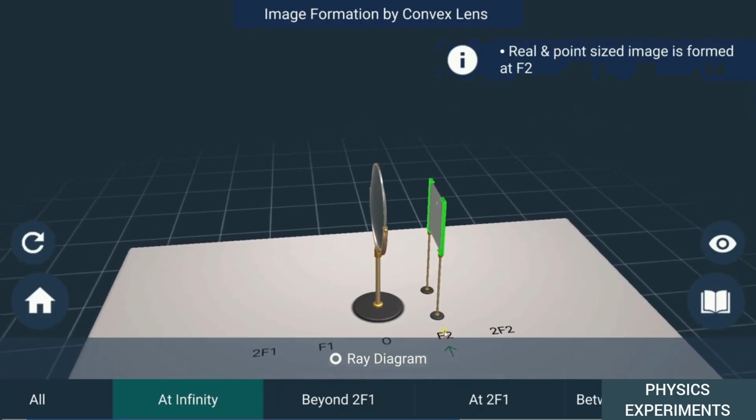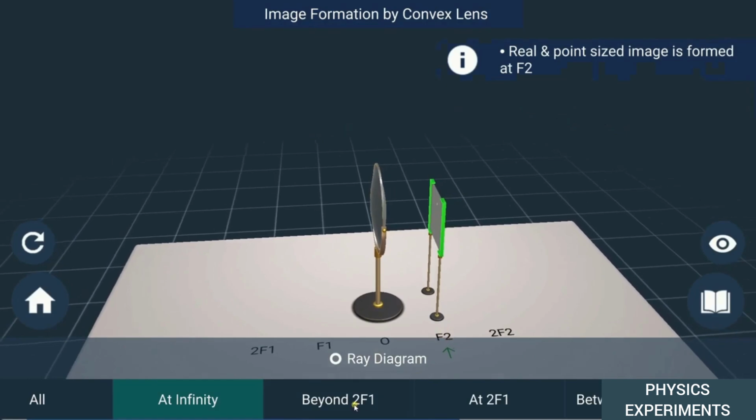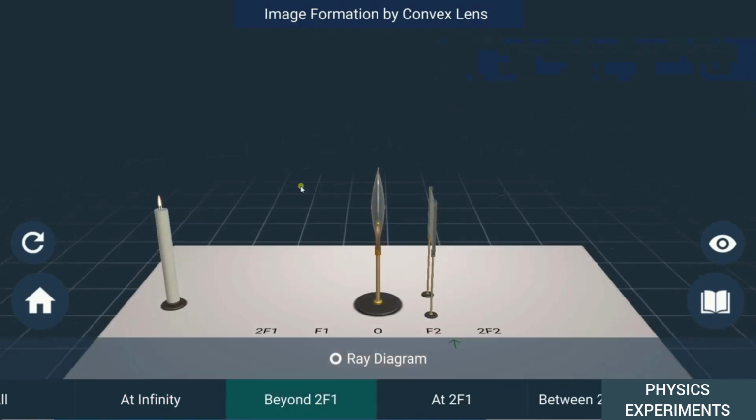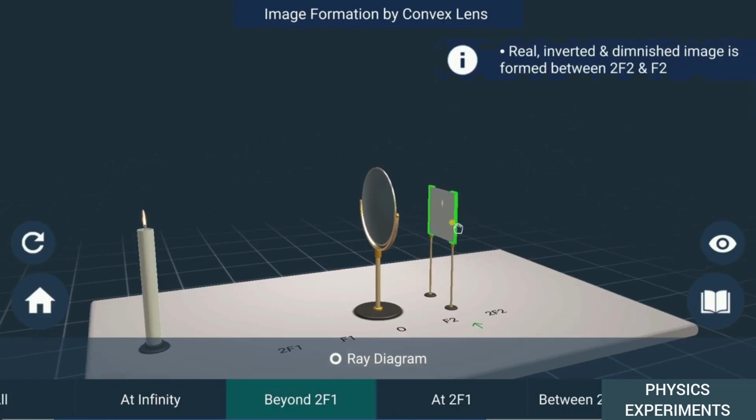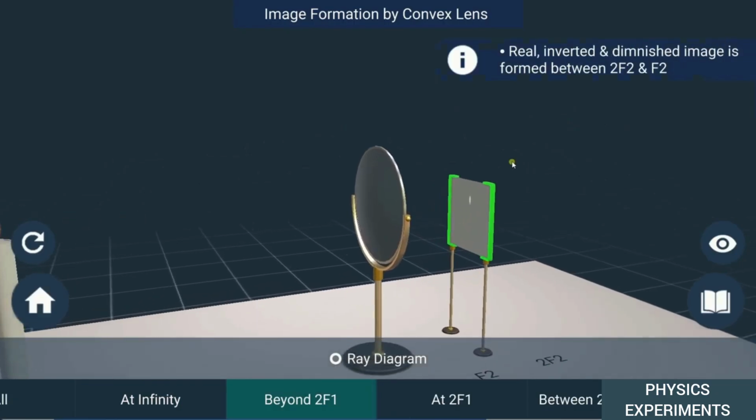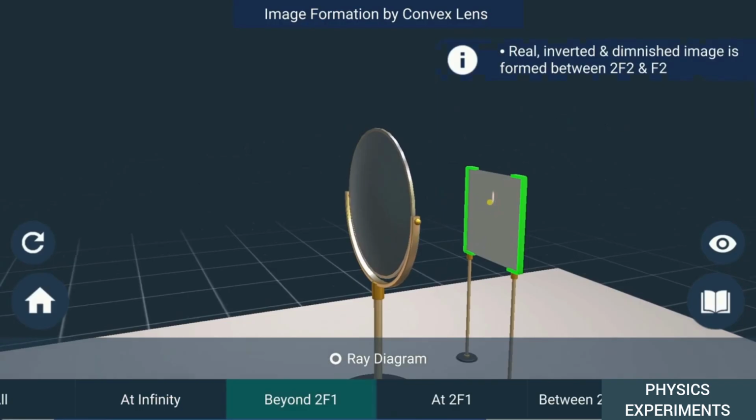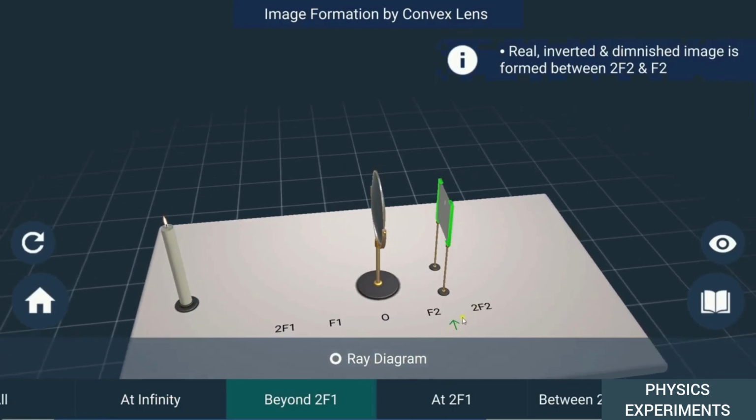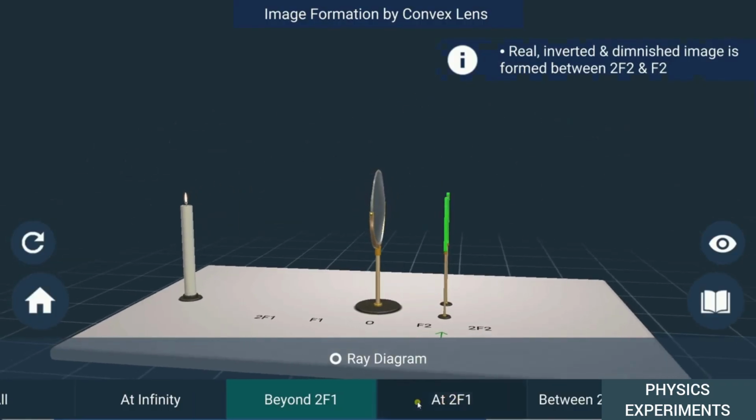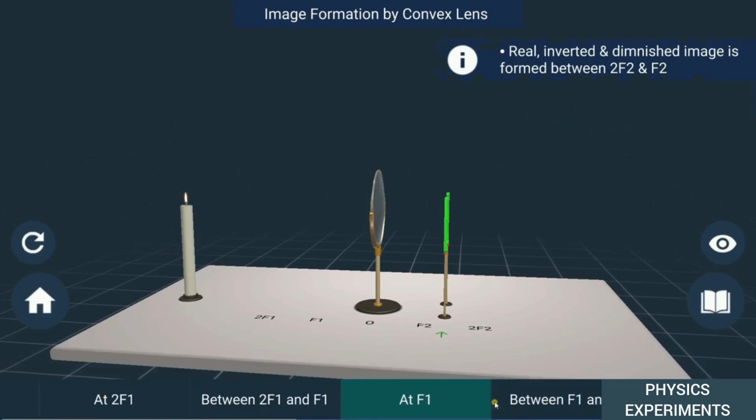With the candle placed beyond the position 2F1, adjust the screen until you get a sharp, bright image of the candle flame on it. We can see that a clear, magnified, inverted image of flame is formed when the screen is placed beyond 2F2. With the candle placed at F1, adjust the position of the screen.